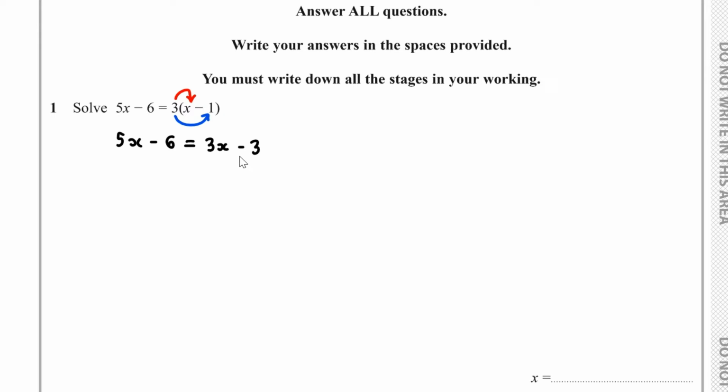And now if we subtract 3x from both sides, we've got 2x minus 6 equals minus 3. If we now add 6 to both sides, you will find 2x equals 3, and dividing both sides by 2, you will find x equals 3 over 2. So we have x equals 3 over 2.